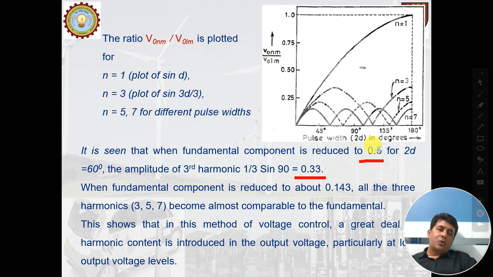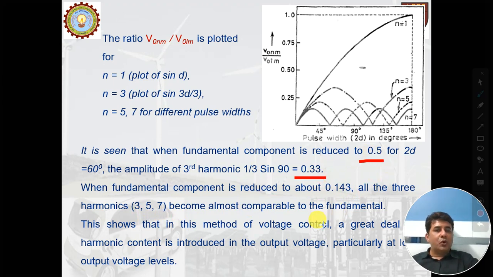Now if you consider an even lesser value of 2D, a value less than 60 degrees, say 30 degrees or 20 degrees, then the fundamental component will be further reduced. If you reduce the fundamental component, what you will realize is that the harmonics 3, 5, 7 are not very much reduced. Like here, this difference is of 1/3.